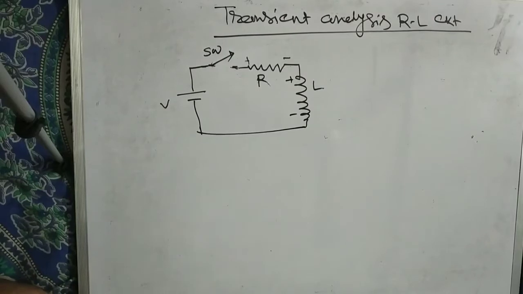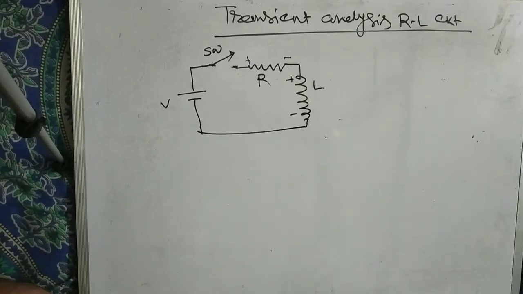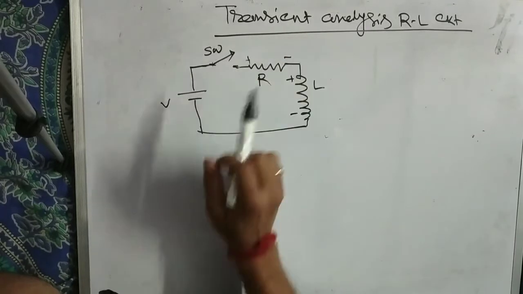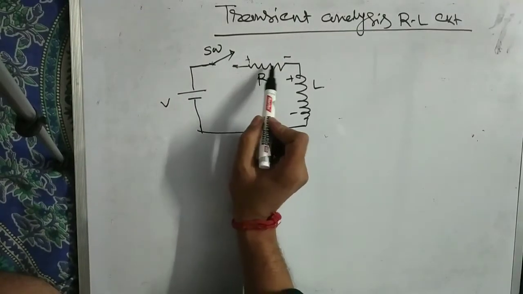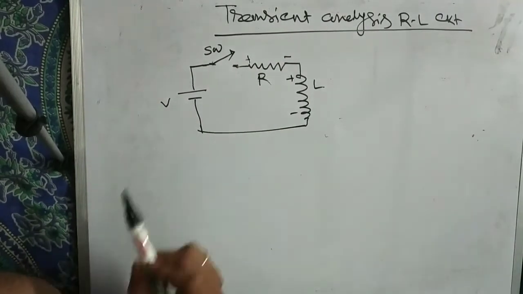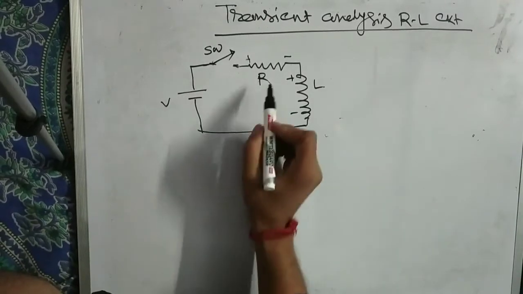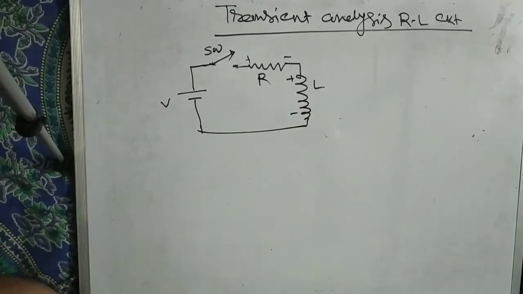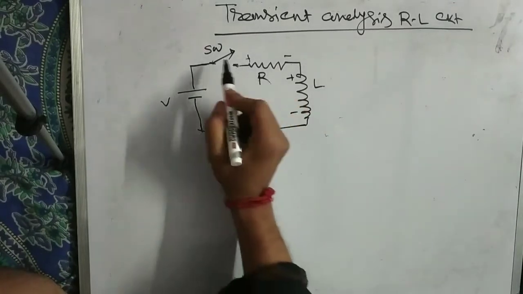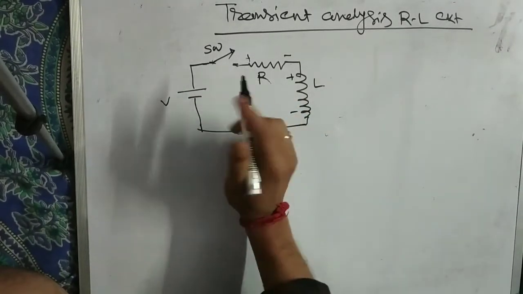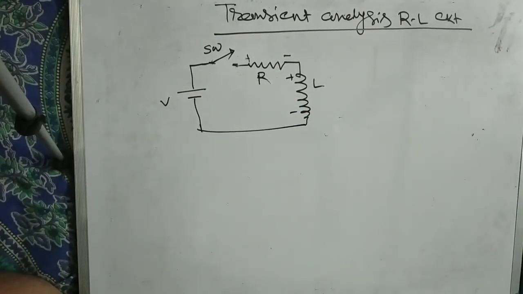This is called transient. It means the time between the two steady state points is called transient. Here you can see a switch is open, and a resistance and inductance are connected with a voltage source. When the switch is open, there is no current through the circuit. But when you close this switch, there must be a current flowing through it.